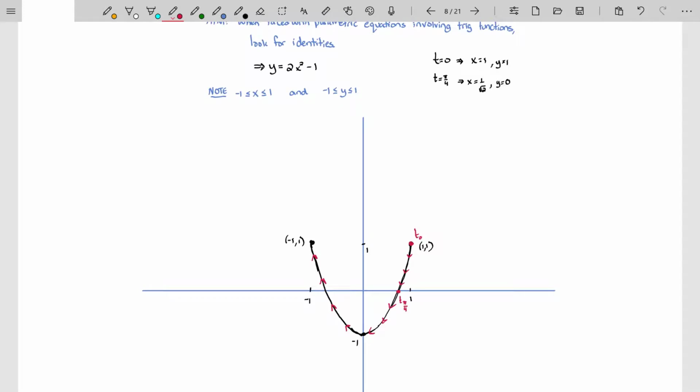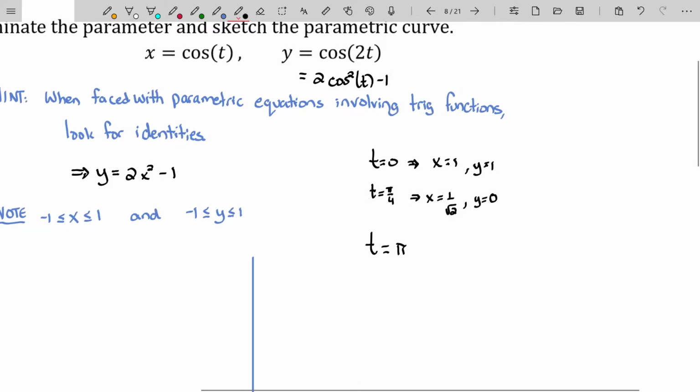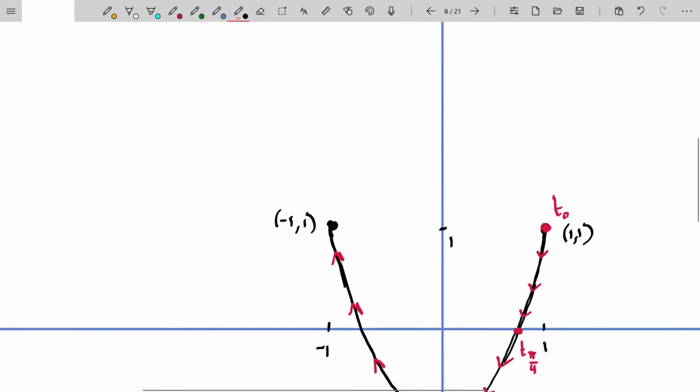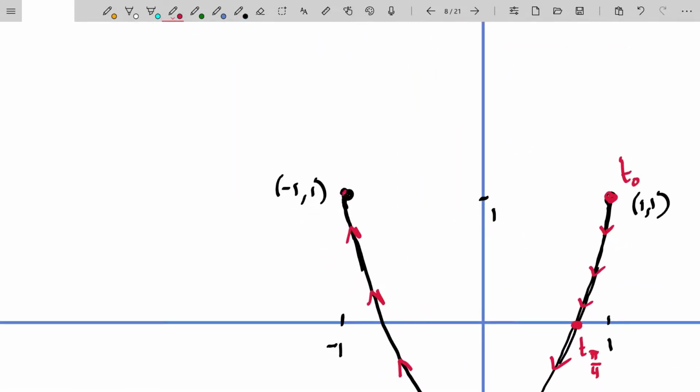And let's just see what this edge over here is. I know what the time value is going to be, so I'm just going to plug it in to showcase it. When time is pi, our x value, cosine of pi, is -1. And our y value, cosine of 2 pi, is +1. That was supposed to be a -1 right there. Sorry about that. So this point over here is time pi. This point right here, time pi.